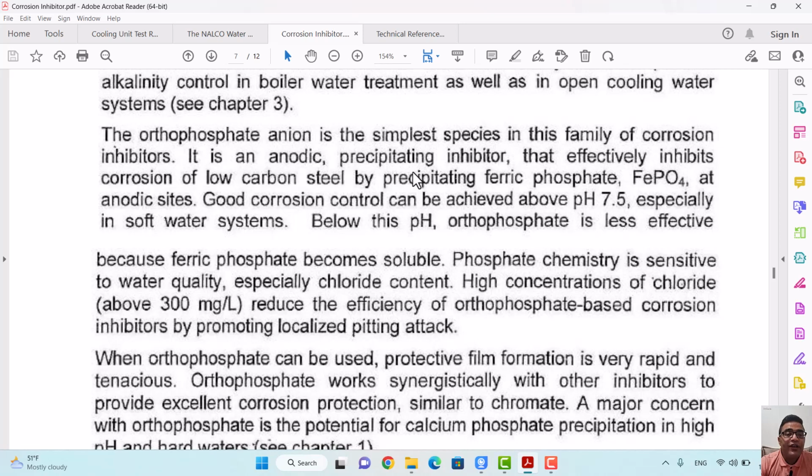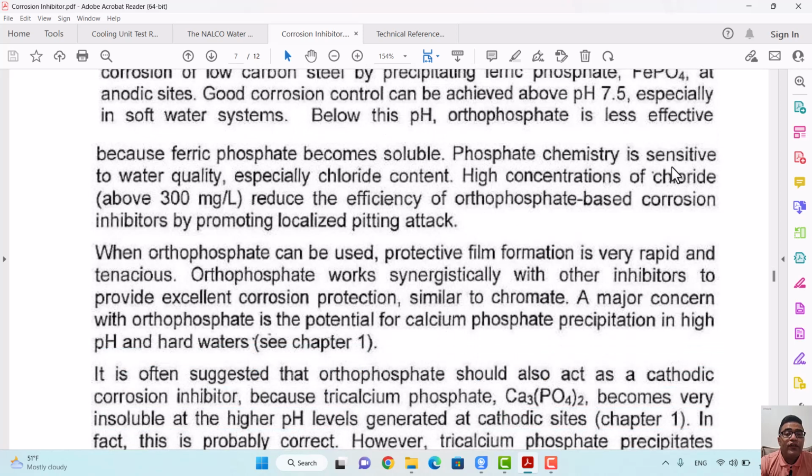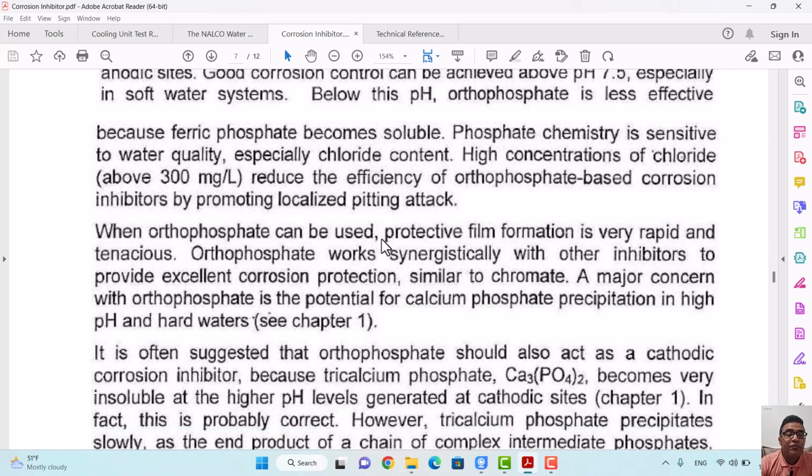It is an anodic precipitating inhibitor that effectively inhibits the corrosion of low carbon steel by precipitating ferric phosphate at anodic sites. Good corrosion control can be achieved above pH 7.5, especially in soft water systems. Below this pH, orthophosphate is less effective because ferric phosphates become soluble. Phosphate chemistry is sensitive to water quality, especially chloride content. High concentrations of chloride above 300 ppm reduce the efficiency of orthophosphate-based corrosion inhibitors by promoting localized pitting attack.